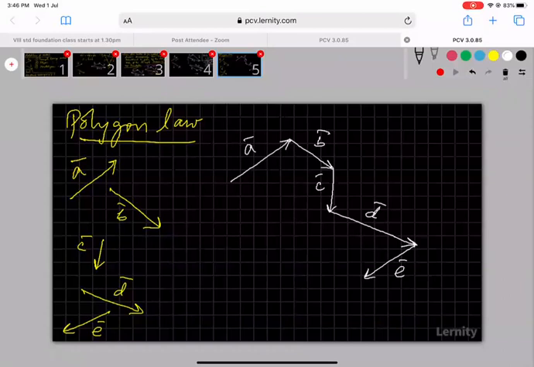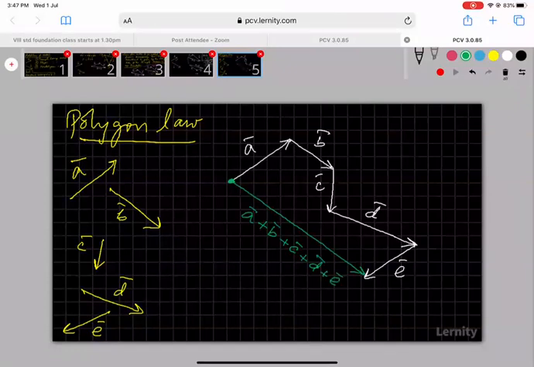Now their resultant is given by the closing side of the polygon taken in opposite direction, or in simpler words, joining the first point of the first vector to the last point of the last vector. Initial point of the first vector to the final point of the last vector. This is nothing but A bar plus B bar plus C bar plus D bar plus E bar. That is what this vector means.